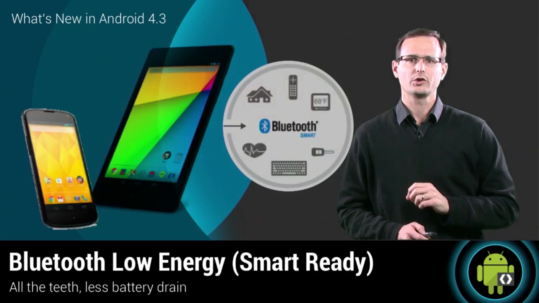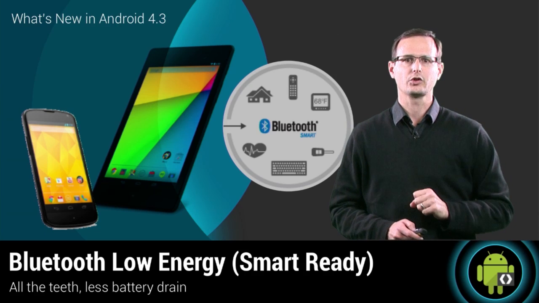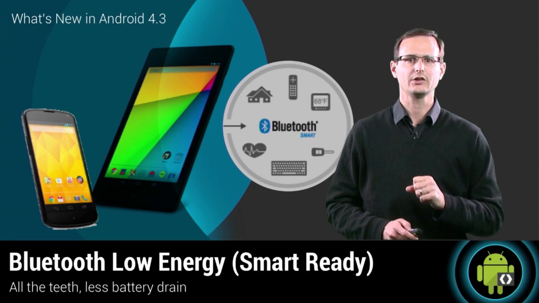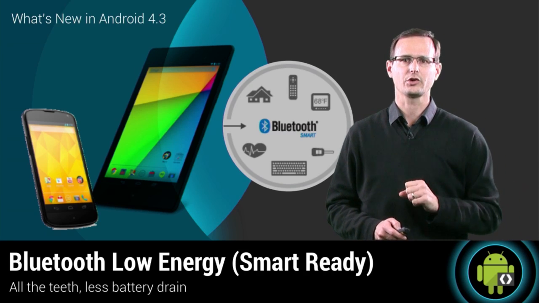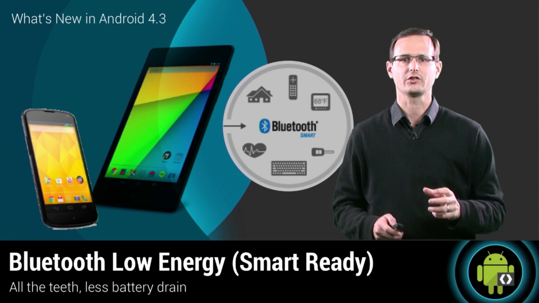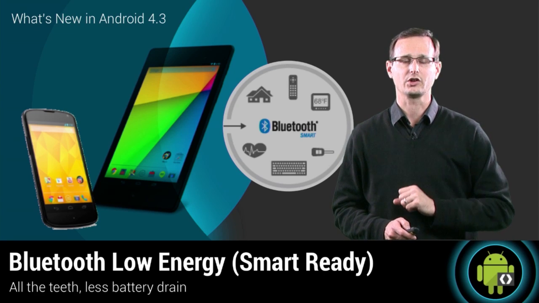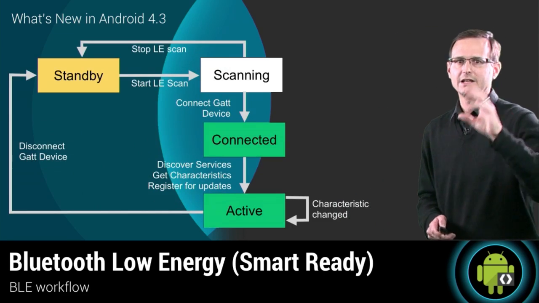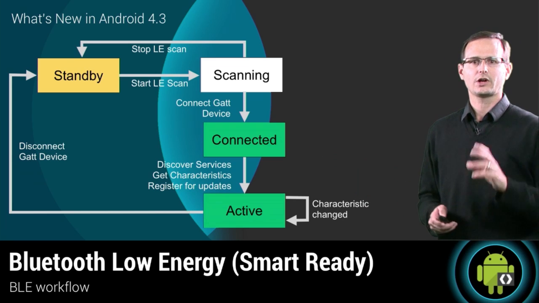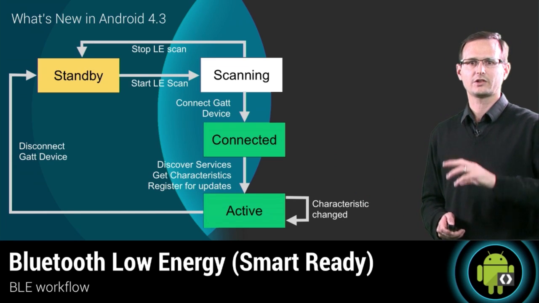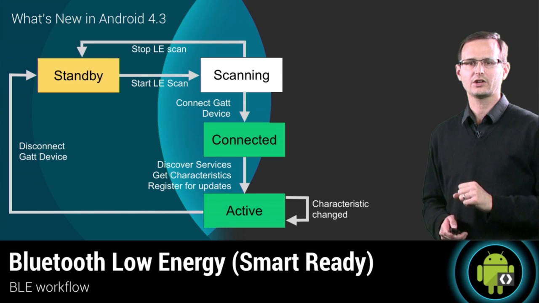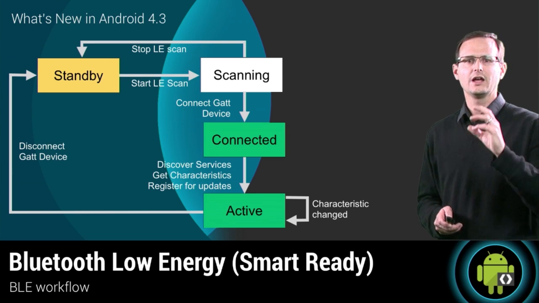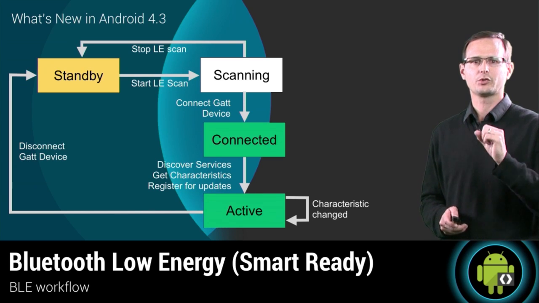Also new to Android 4.3 is platform support for Bluetooth Low Energy. BLE support allows you to build apps that interact with the latest generation of small, low-power devices and sensors that use Bluetooth smart technology to communicate. The BLE APIs use this workflow to interact with supported devices. You start by scanning for nearby devices, then manage connections, discover available services, and query and monitor characteristics provided by connected devices.